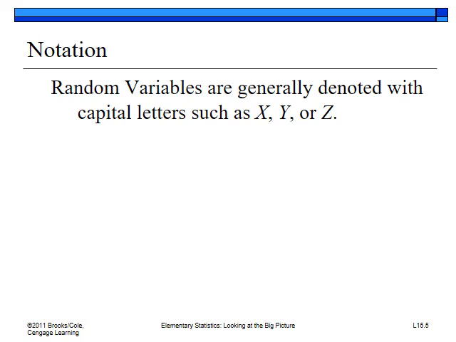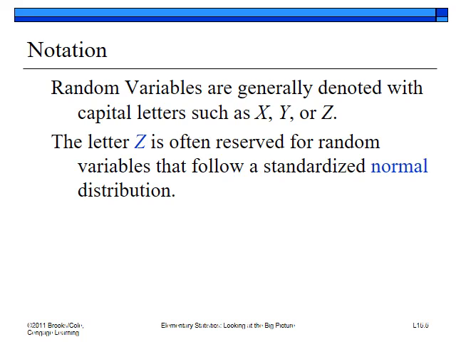Random variables are typically indicated using capital letters. X, Y, and Z are most common. We'll typically reserve Z for random variables that are distributed normally. We'll talk about how to identify those soon.